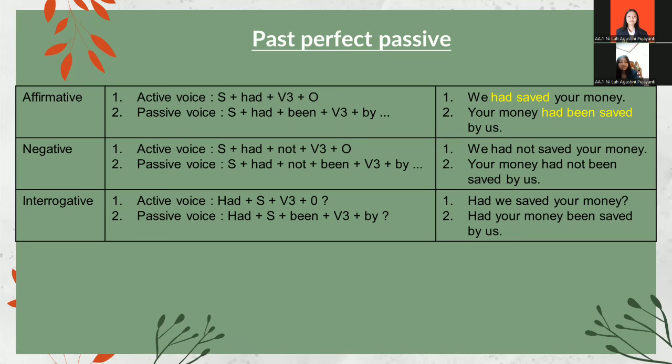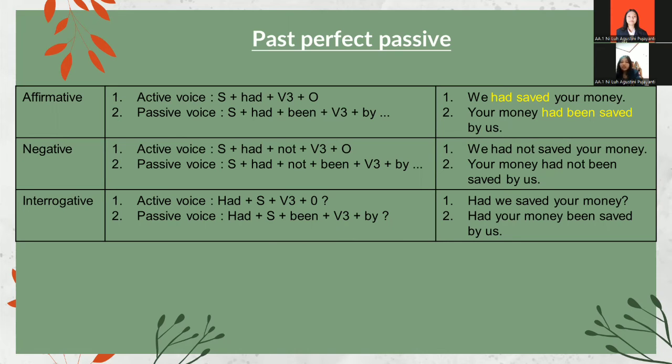In a negative sentence, active voice has the structure subject plus had plus not plus verb 3 plus object. For example, we had not saved your money. And passive voice has the structure subject plus had plus not plus been plus verb 3 and by. So the sentence will be, your money had not been saved by us.